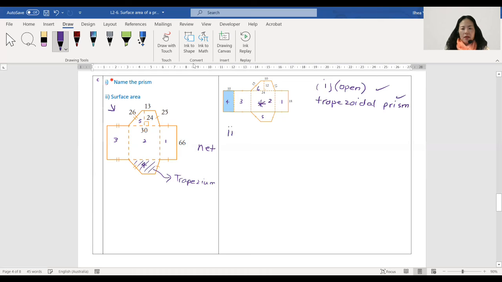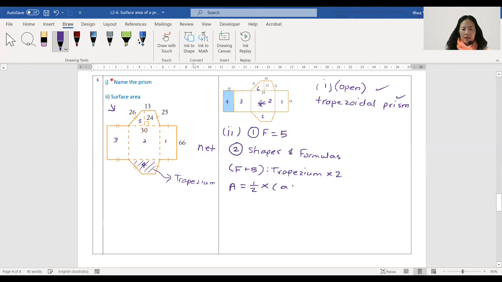Now, second, we have to find surface area. First step is how many faces this one has. This one has 5. Be careful, this one doesn't have a 6. It has 5 because the top face is missing. Step 2, shapes and formulas. First, I have a front and the back, which is a trapezium. I need to double it because there are 2 of them. The formula is half times A plus B, the top base and the bottom base, times the height, and of course double it.